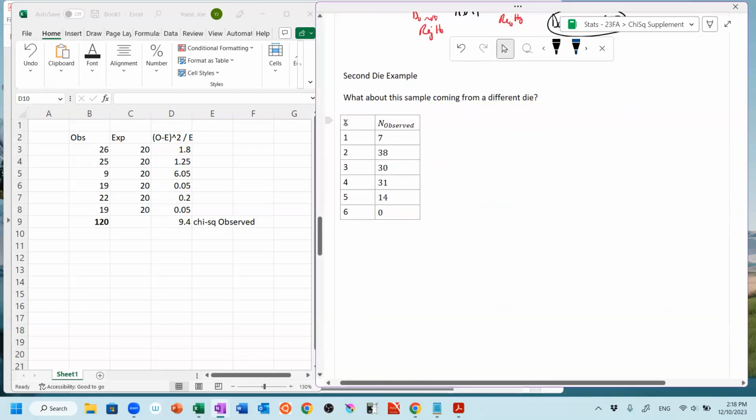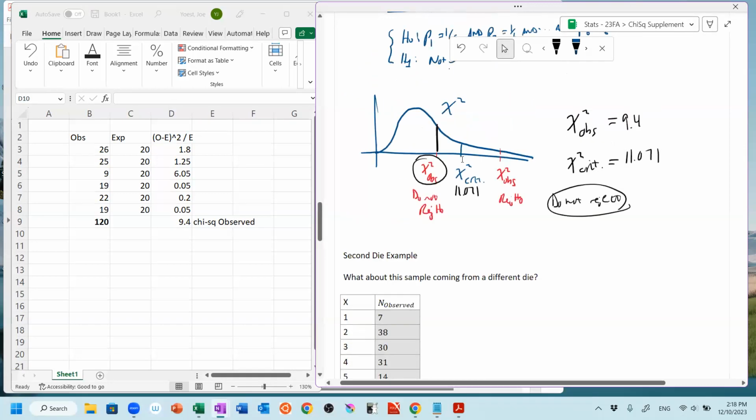Then we can ask, what about a different die that came off maybe a different assembly line. We roll it 120 times, and we get these observed data. I mean, getting 0 6s in 120 rolls is pretty suspicious. So we might have a gut feeling that this one probably is going to be unfair, but let's look at these observed. This is still a similar setup as up here.